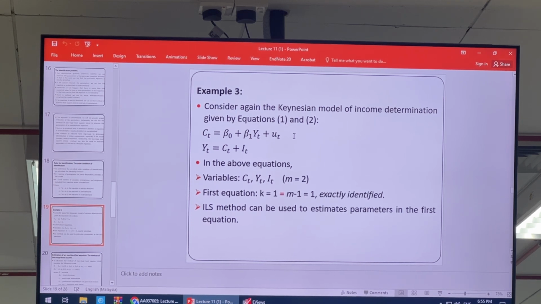K equals 1, and then M minus 1 equals what? M is 2, 2 minus 1 is 1. So K equals M minus 1, and the equation is exactly identified. So the indirect least squares method can be used to estimate the parameters in the first equation. In addition, because it is exactly identified, two-stage least squares can also be used.